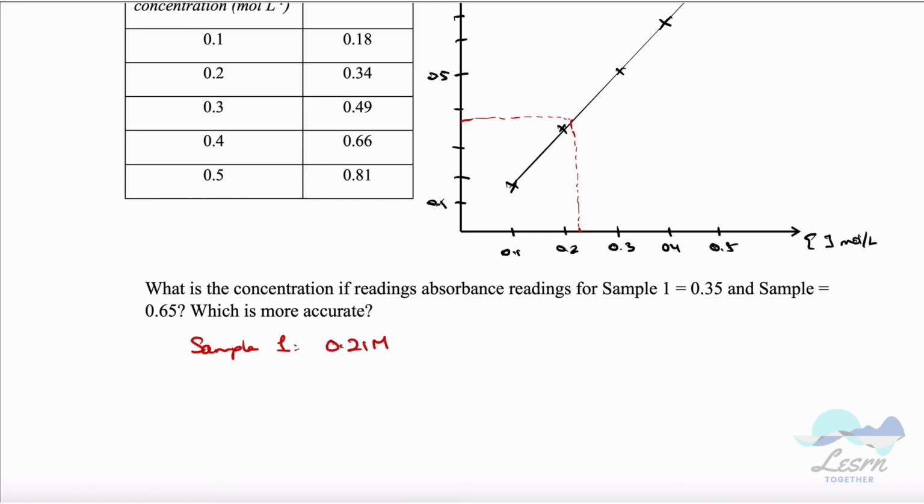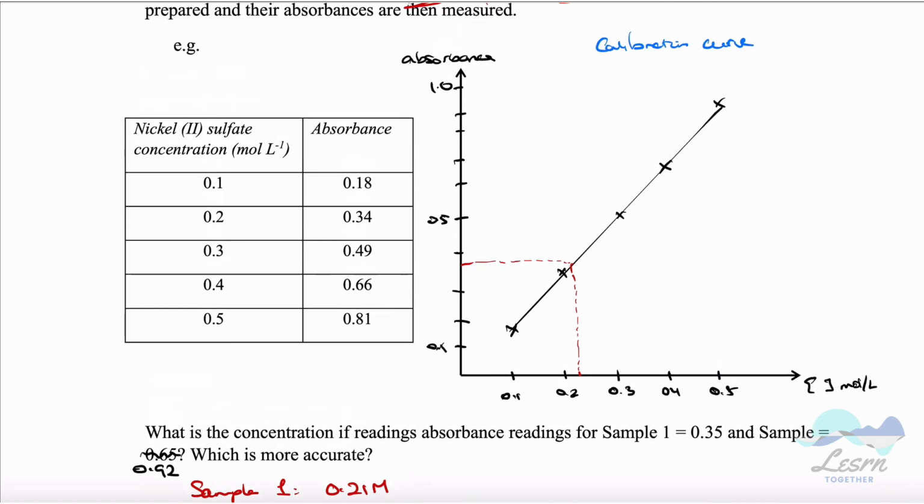And sample 2, let's just change this absorbance number to, I don't know, let's say 0.92. I think that's what it should say on your booklets. If we change our absorbance rating to now 0.92 for sample 2, if you notice, 0.81 is the last absorbance reading we took. So we've sort of got to extrapolate it a little bit, and we'll talk about that in a sec.